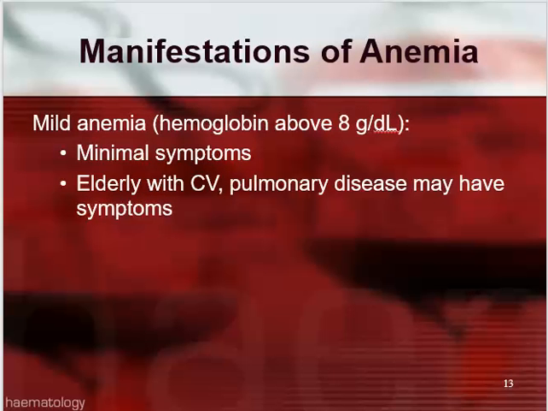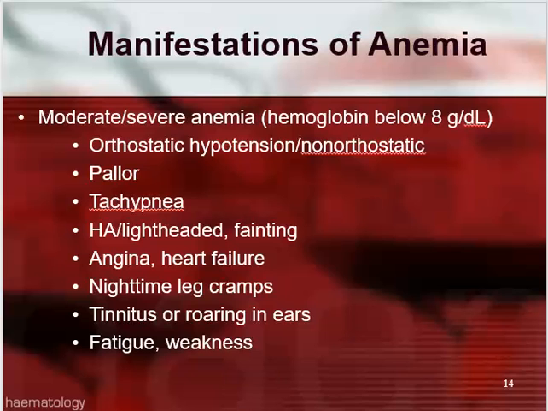So mild anemia, we have minimal symptoms. It's hard to tell the difference between cardiovascular and pulmonary disease symptoms, especially in the elderly, and there's usually comorbidities and that kind of thing. If it becomes moderate to severe, we end up with things like orthostatic hypotension. So that's when you stand up and feel dizzy because blood has pooled, and when you stand up, blood pressure drops suddenly. Pallor is what we've talked about.